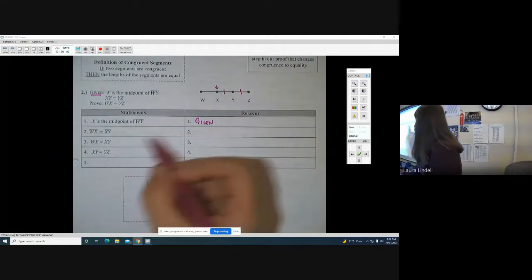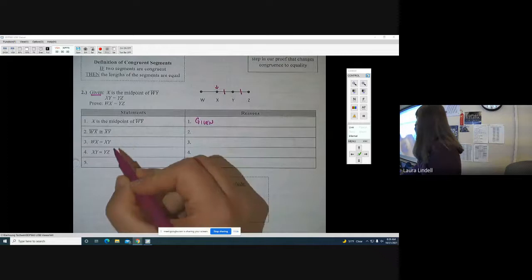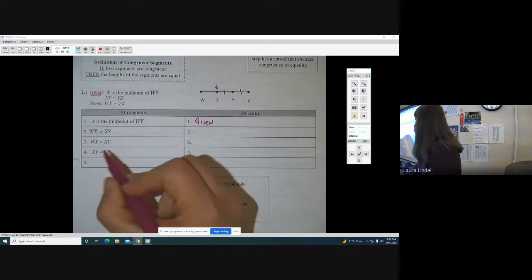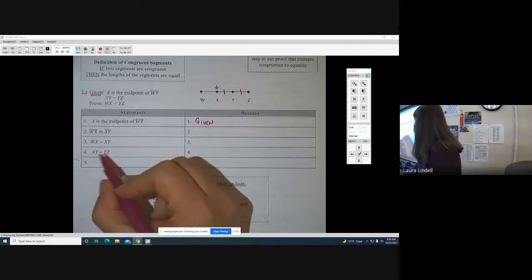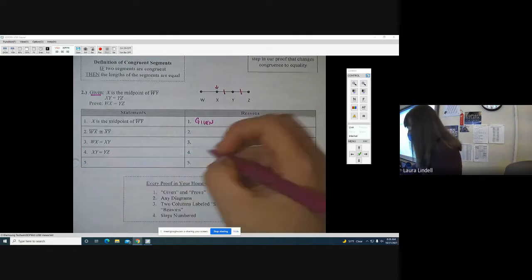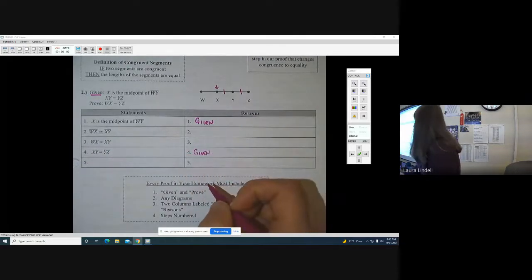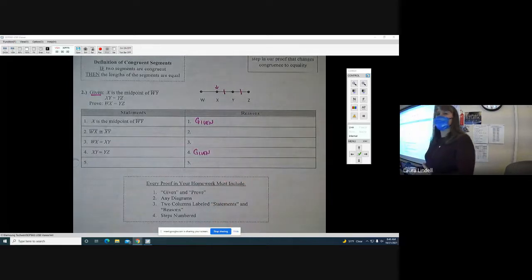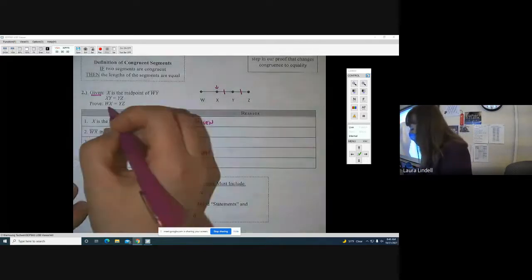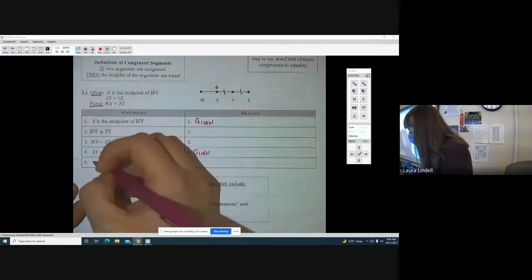And sometimes your givens won't always be at the beginning. Sometimes you'll see them sprinkled throughout the proof. So like we found this one down here, XY is equal to YZ. That one's also going to be given. So that's 2 freebie reasons, right? What goes at the end of our proof? What's our last statement going to be? WX equals YZ. Yeah, WX equals YZ. That's the thing we're trying to prove.